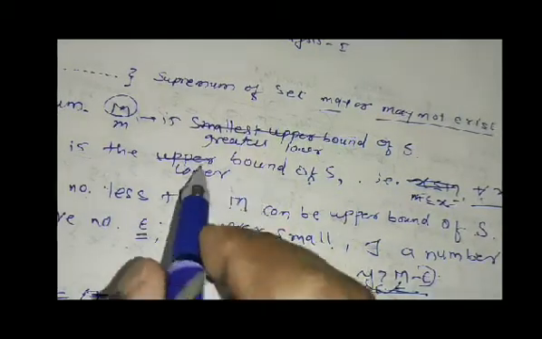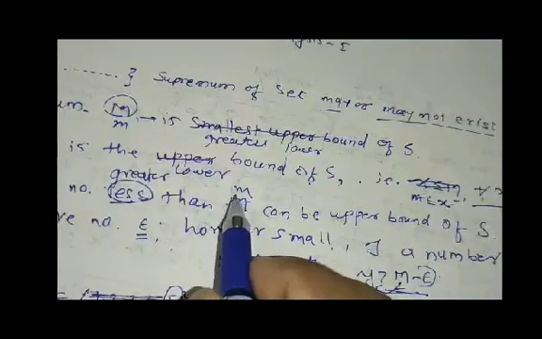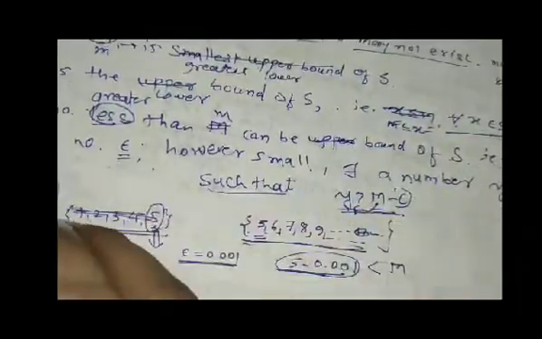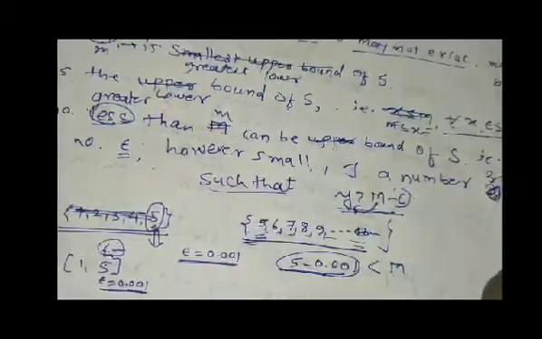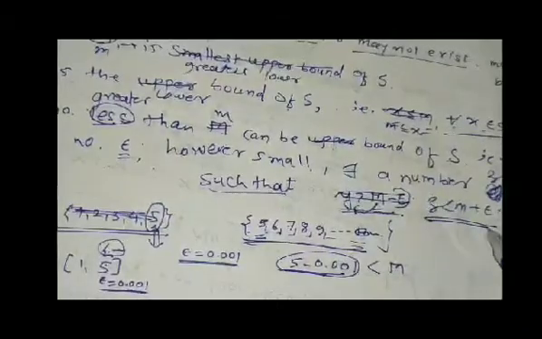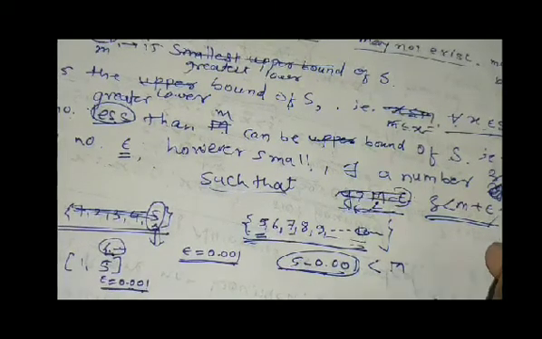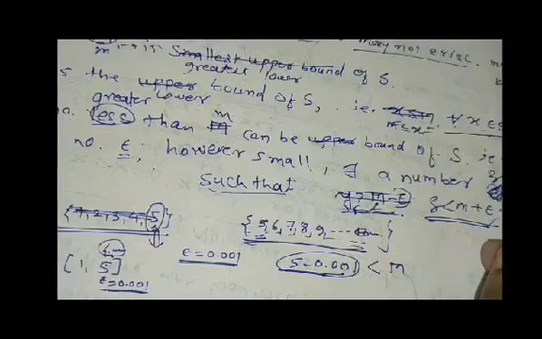No number greater than small m can be a lower bound of S; we are changing this for the infimum. If for any positive number epsilon, however small, there exists a number z such that z is less than small m plus epsilon. All the properties we just take in the vice versa condition, and we can understand that all things of the supremum hold the same for the infimum.